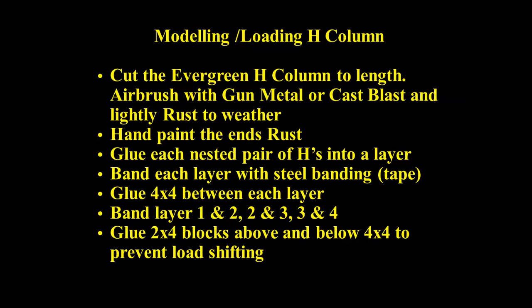Glue 2 nested pairs of H's into a layer, and then band each layer with the steel banding tape. And then put 4x4s between each layer. They're banded in layers 1 and 2, then 2 to 3, then 3 to 4 to create a block. There's also 2x4 blocks above and below, and 4x4s in the stake pockets, often to prevent load shifting.